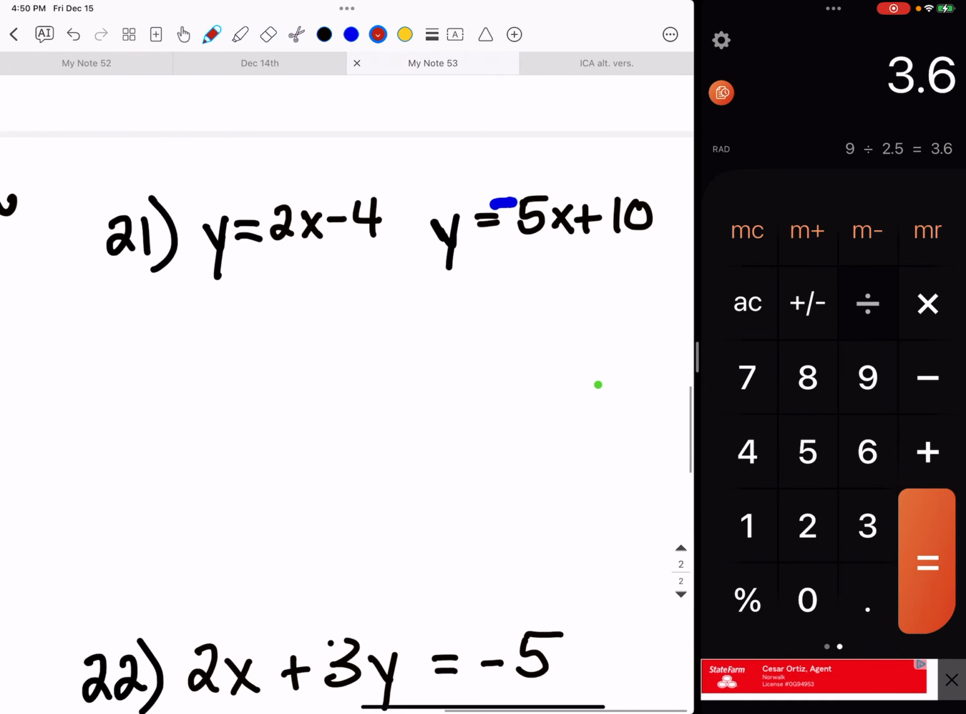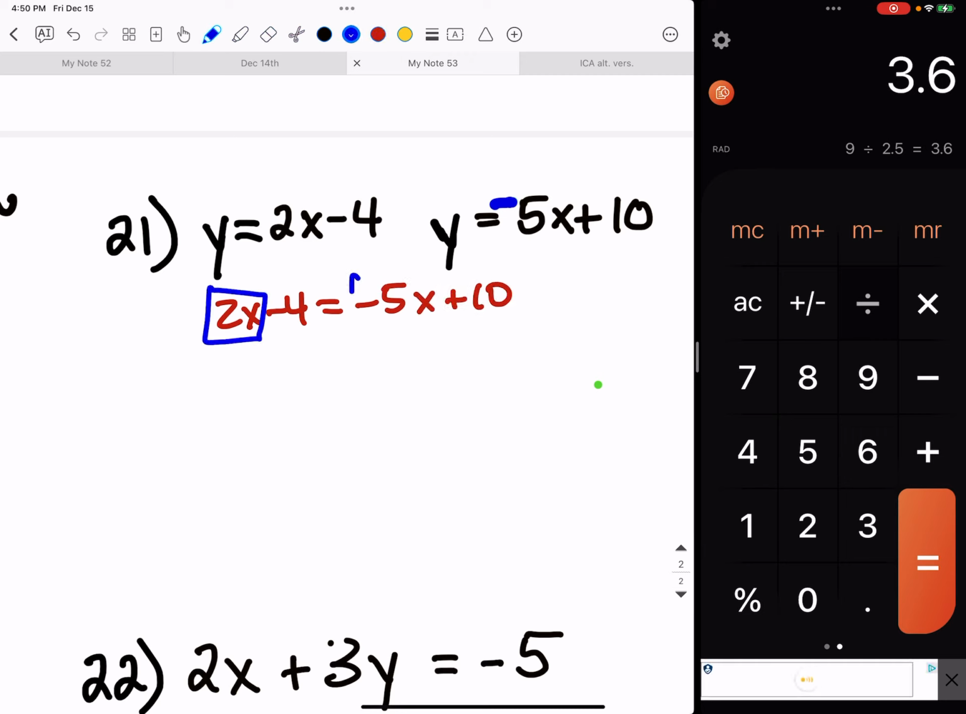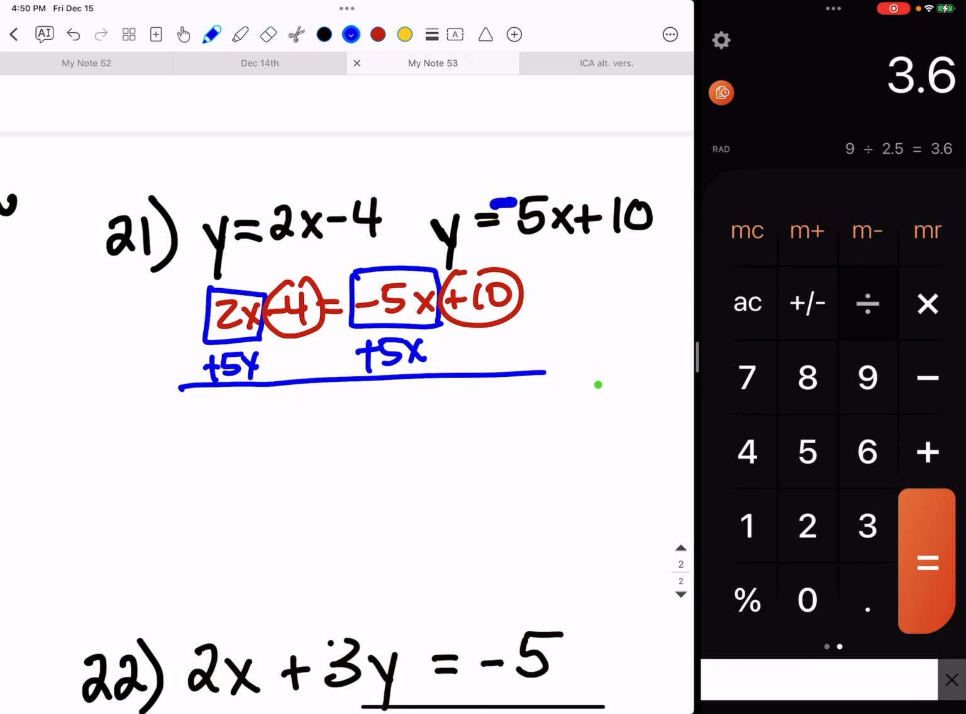All right, let's see. This is supposed to be negative 5. 2x minus 4 equals negative 5x plus 10. I'll make my teams. I've got to make sure I send them to the correct side. So I'm going to add 5x's to this side. I like to add when I can. So that means I've got 7 x's over here.